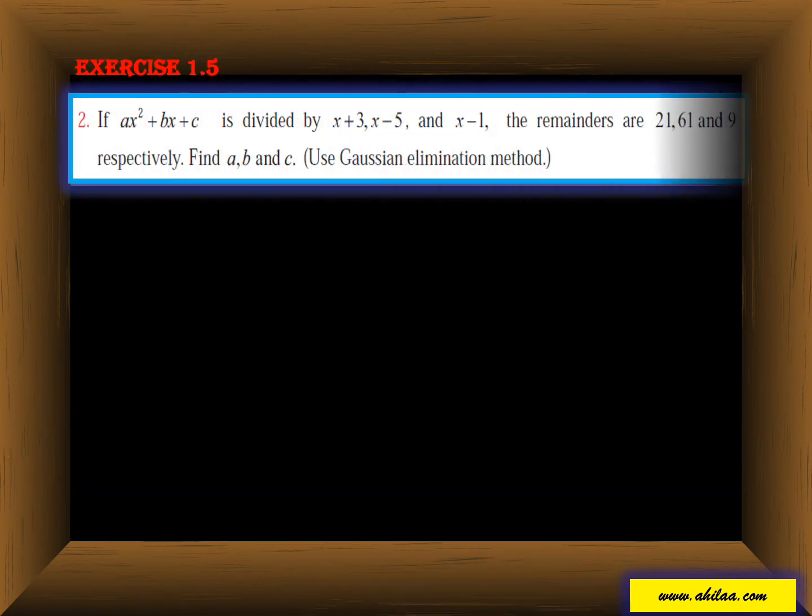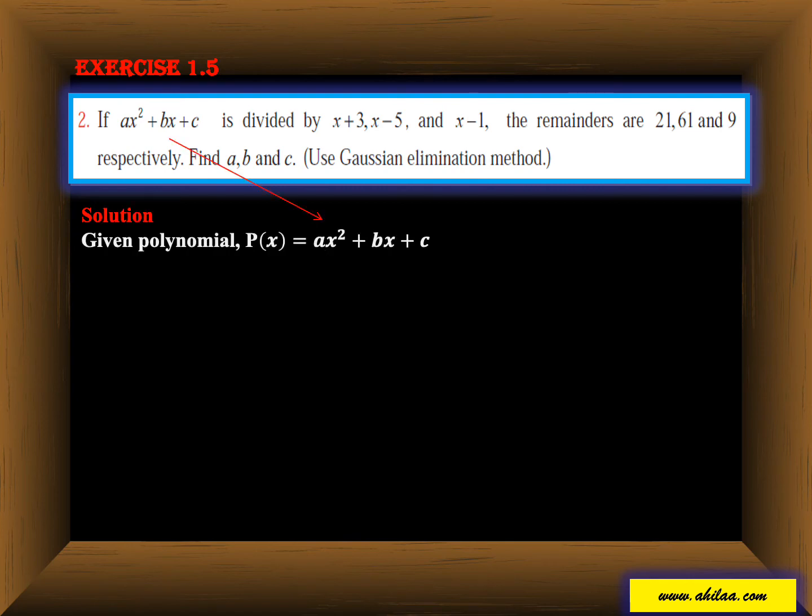Exercise 1.5. Second problem. If ax square plus bx plus c is divided by x plus 3, x minus 5 and x minus 1, the remainders are 21, 61 and 9 respectively. Find a, b and c. Use Gaussian elimination method. Here the given polynomial, let us consider that as p of x, that is ax square plus bx plus c.